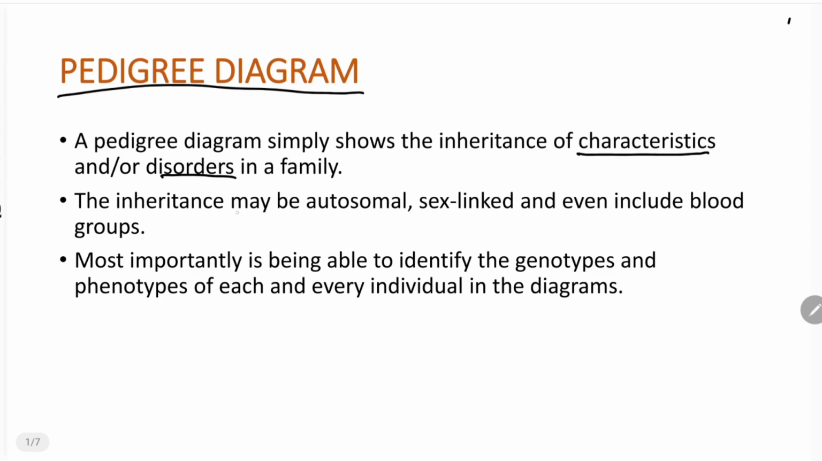Now, the inheritance that we're going to trace may be autosomal, sex-linked, or it may even include blood groups. It doesn't really matter. Again, the approach is the same, right? We're going to try different examples to show this. And it is most important to be able to identify the genotypes and phenotypes of each and every individual in the pedigree diagrams. As a matter of fact, this is going to be the main focus in this video, right?